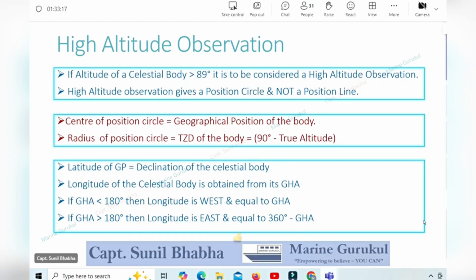Clear, beta? Do you remember? Yes, sir. Okay.